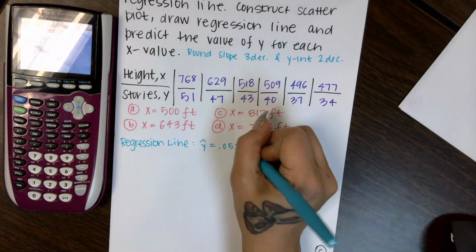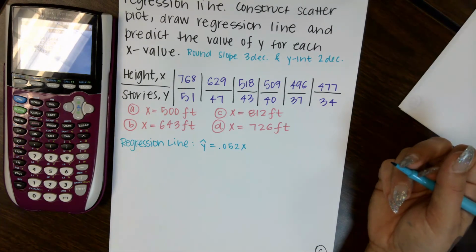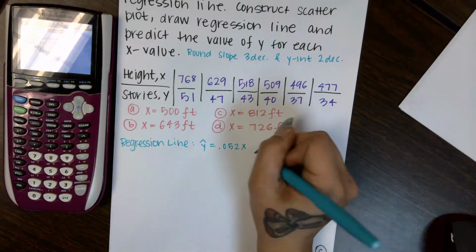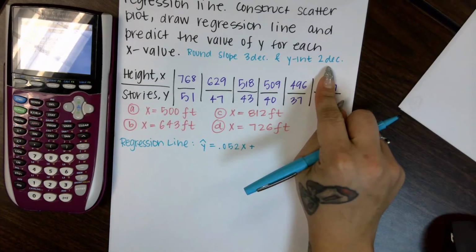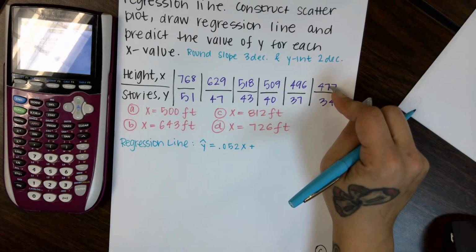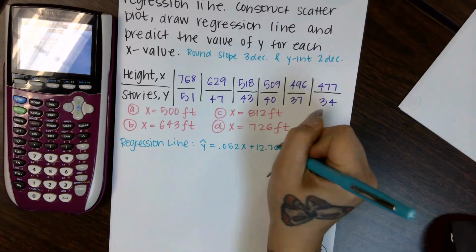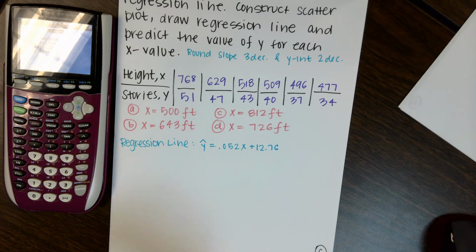Do not forget your variable. Your variable is what allows you to predict your other values. And then we have plus. And then it told me to round my y-intercept to 2 decimal places. I have 12.762. That 3rd value of 2 means stay. That 6 stays a 6. So 12.76. That's my regression line. Do you see how that's a lot easier than sitting there doing that whole table? Okay. So that is the regression line or the equation of the line, whatever type of word you want to put there.